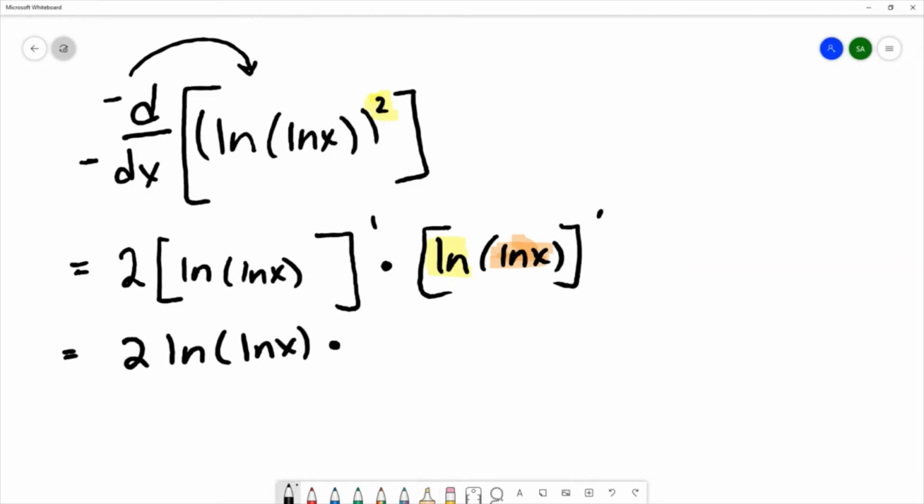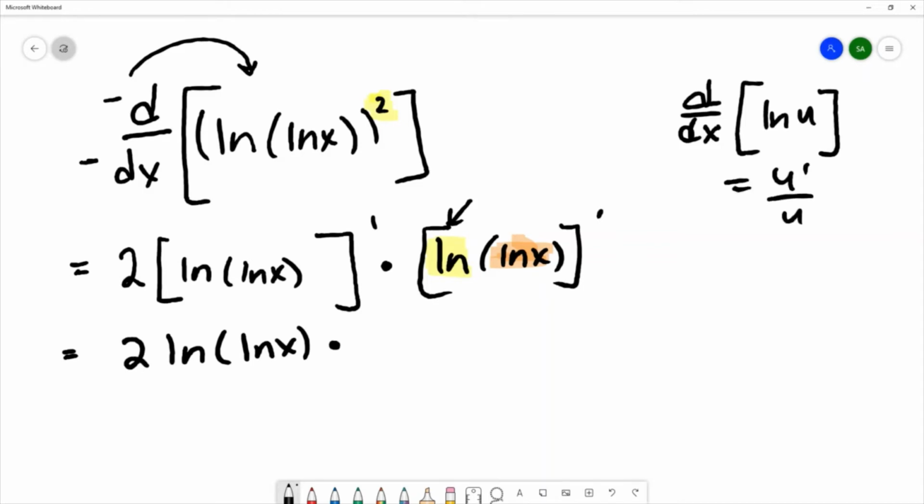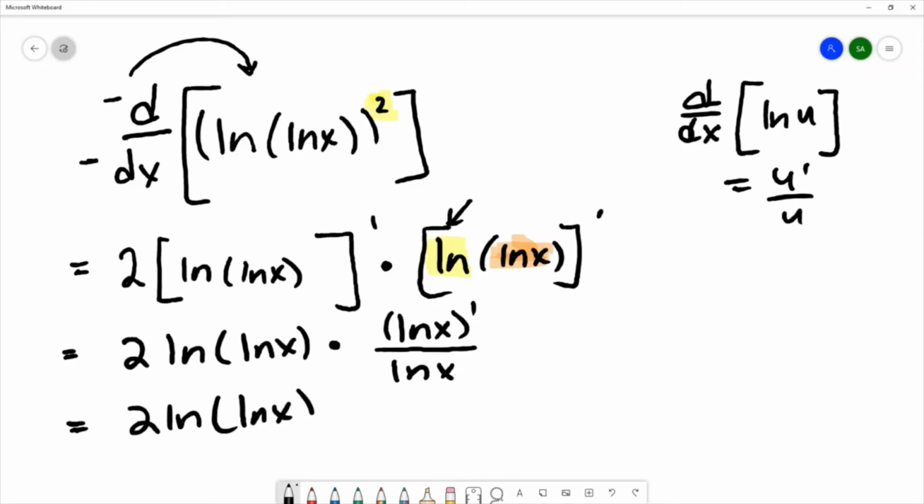And I'll follow the rule for the outside function, which is the natural log. So I'm following the rule natural log u, the derivative of natural log u is u prime over u, which is the derivative of the inside over the inside. So I need to do the derivative of the inside over the inside. The derivative of natural log is 1 over x.